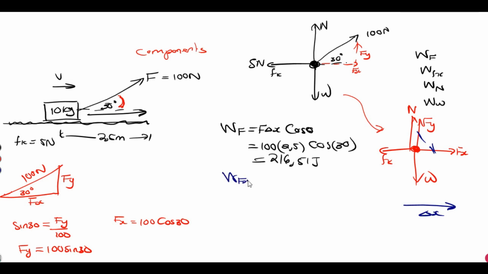So we have work done by Fx. Work done by Fx, we have what? 100 cosine of 30, that's the force itself, that's Fx, multiplied by delta x, which is 2.5. Remember now, the object is moving to the right, Fx is also moving to the right. What's our theta there? Our theta is simply equal to 0 degrees. It's doing positive work, so we have cos 0, which is just 1. So this will give us 216.51 joules.